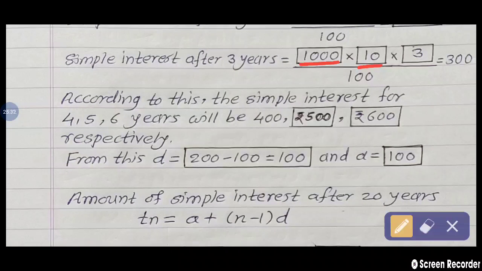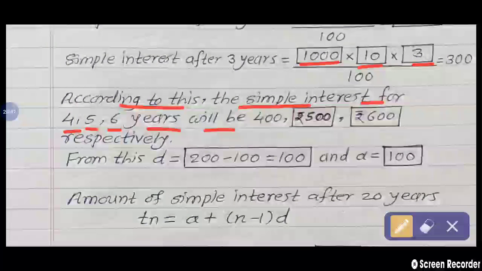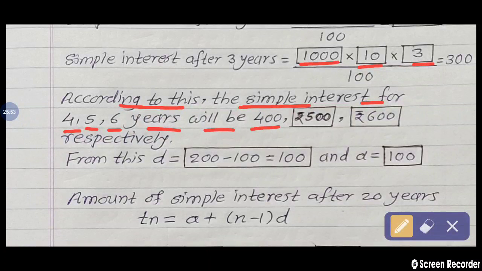1000, 10 and 3. According to this condition, the simple interest for 4, 5, 6 years will be. So if we observe carefully, up to the 3rd year the simple interest is 300 rupees. So in the 4th year, the simple interest is rupees 400, 5th year rupees 500 and 6th year rupees 600 respectively.